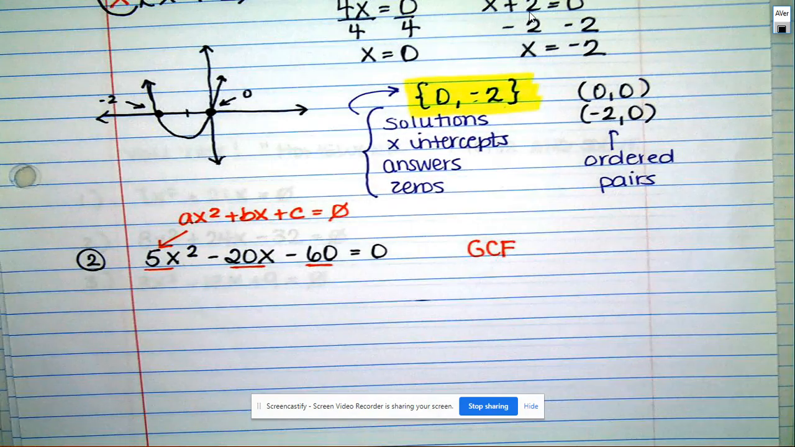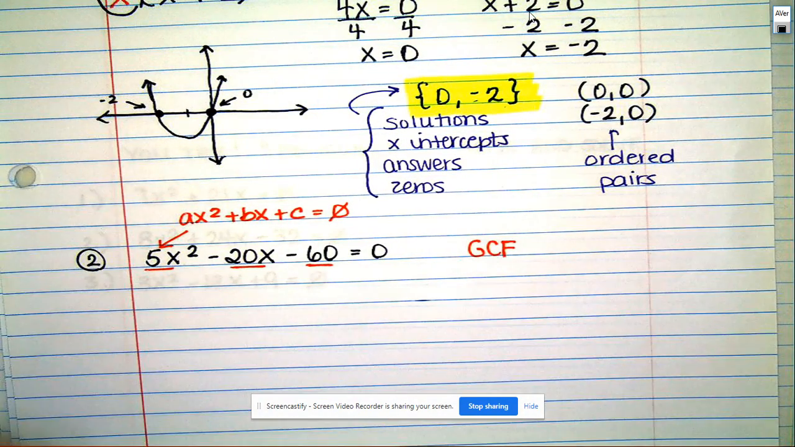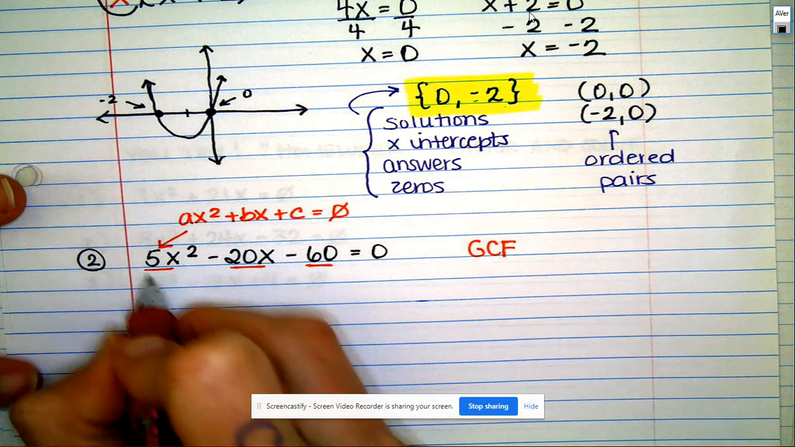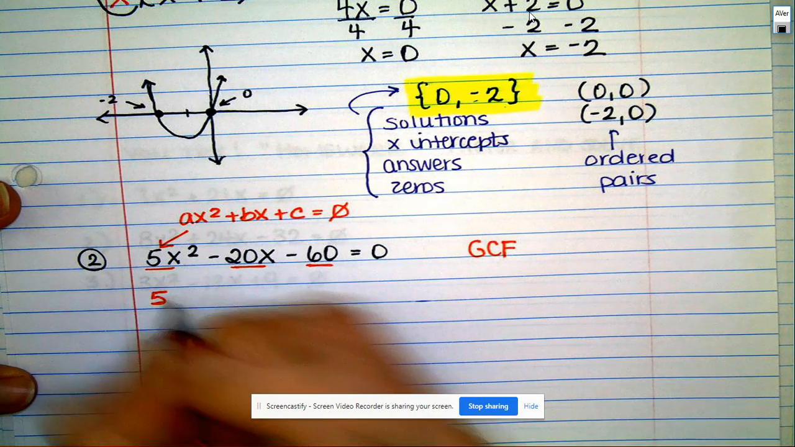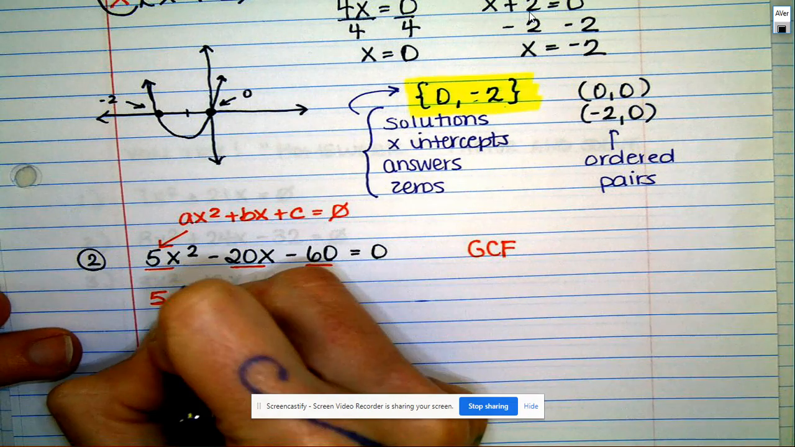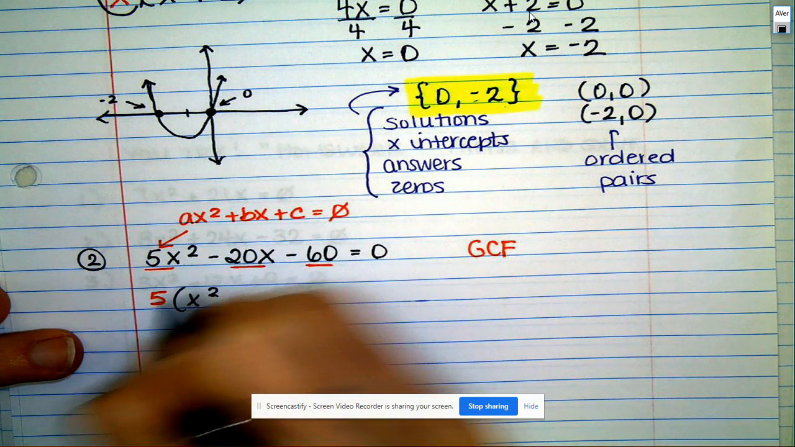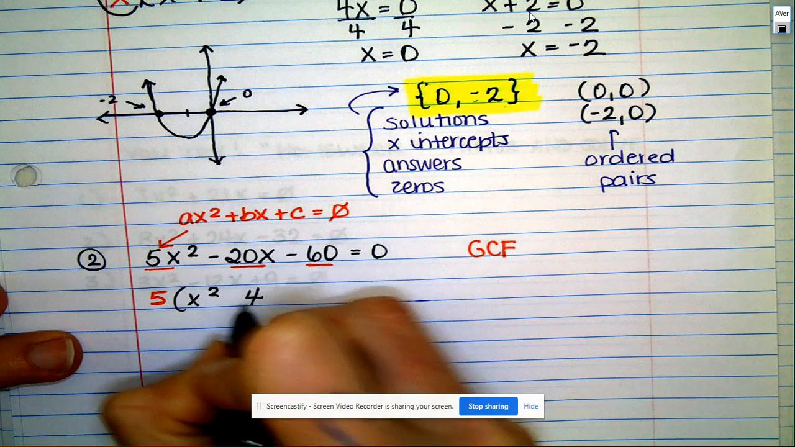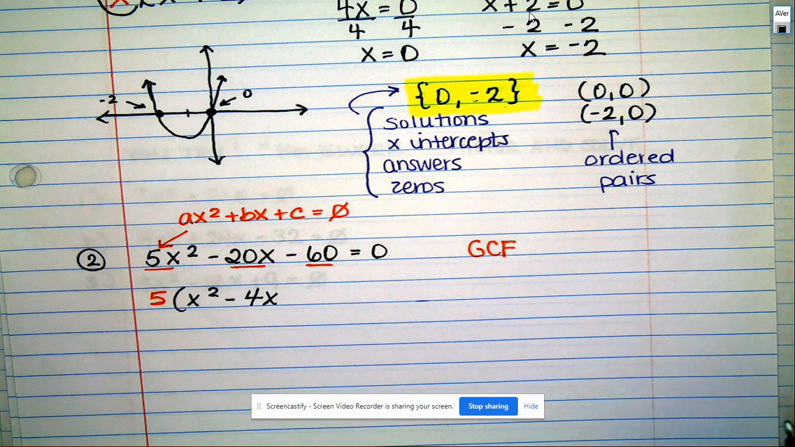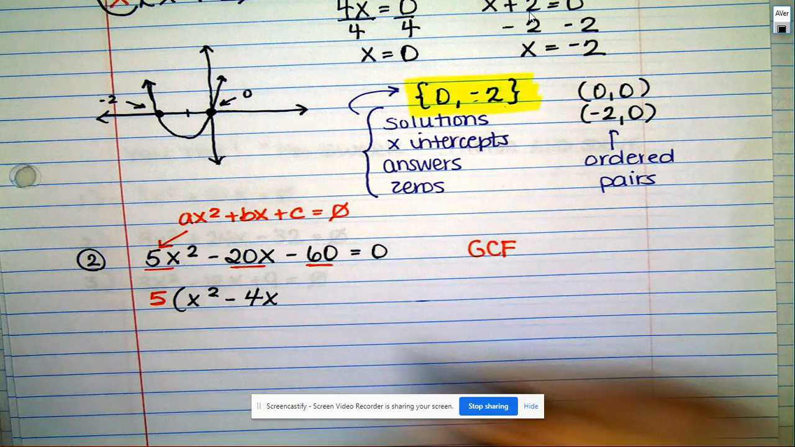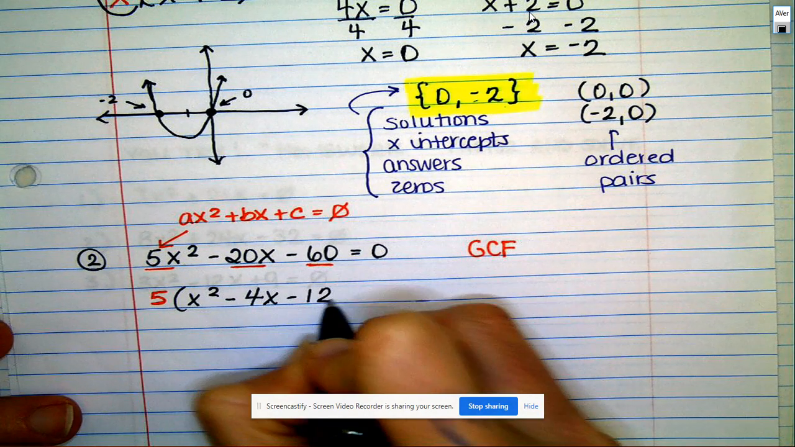And if they don't write equal 0, it can be assumed that it's equal to 0. So ideally, we would like this to be 1. So I'm going to check a 5 first and hope that I can take out a 5. So that's going to leave me with x squared. 5 times what gives me 20? It's going to be 4. It's a minus because there's a minus there, and then an x. And then 5 times what gives me 60? So that gives us a 12 at the end.